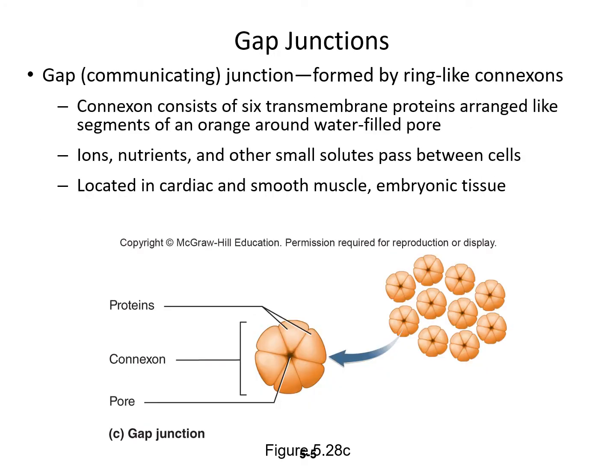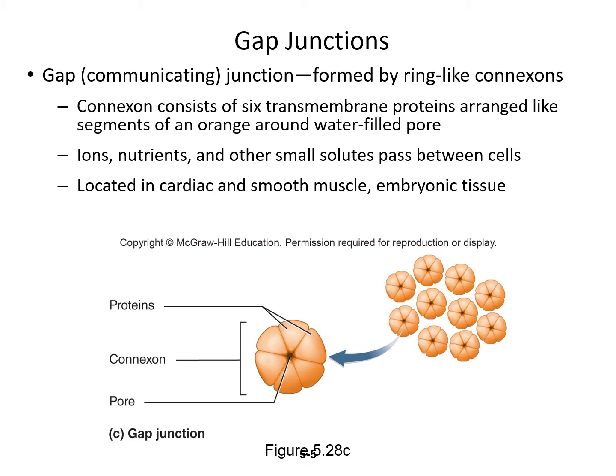And then gap junctions, these are crucial for embryonic development, for example, and also for cardiac and smooth muscle. They are ways that cells can communicate with one another, and also ways that solutes and body fluids can basically pass through these little water pores.